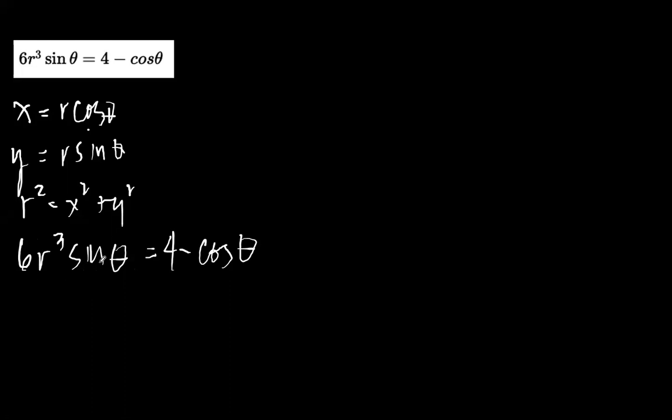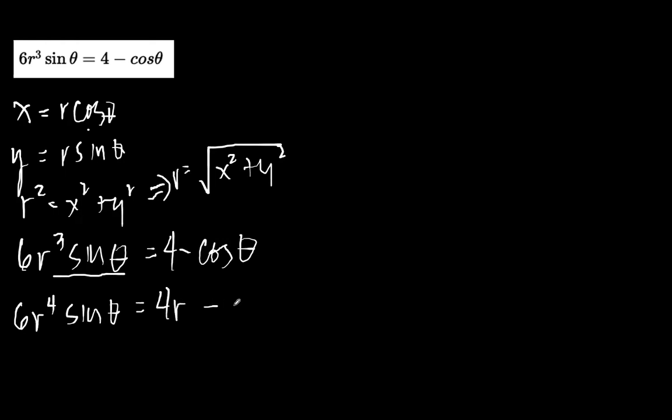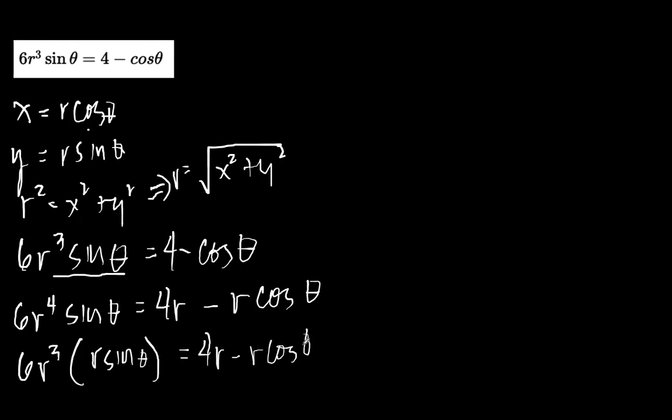Now we should be expressing this equation in terms of x and y, with no r's and no thetas or trigonometric expressions. So we can express this in terms of y, but how about the cosine theta? Because it doesn't have an r. But we know that r is equal to the square root of x squared plus y squared, so there must be an r here. For us to do that, we need to multiply both sides by r. So this becomes 6r to the fourth sine theta is equal to 4r minus r cosine theta. There we go. So let's simplify this in terms of x and y.